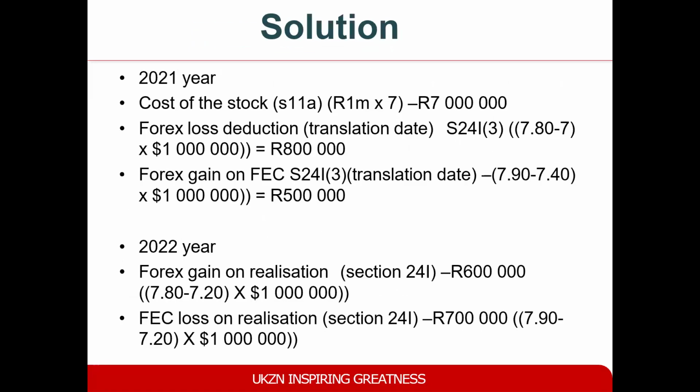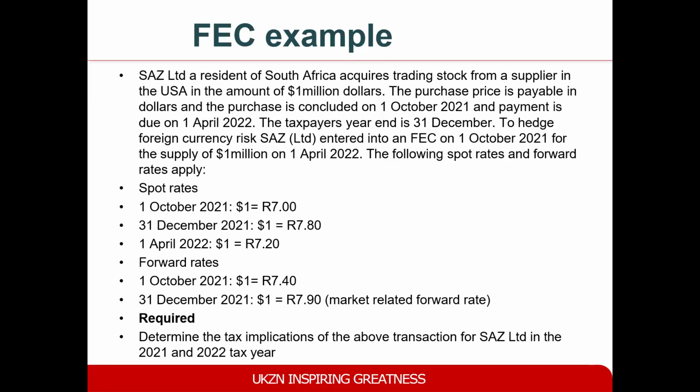Let's go now to the 2022 year of assessment. Remember, it is from the 1st October, we are paying now on 1st April 2022. How much are we paying? We will pay, in fact, if we must calculate the loss, first of all, the loss is 7 Rand 20 minus what? 7 Rand 80. If we calculate a loss or gain, it's actually a gain, a foreign gain.